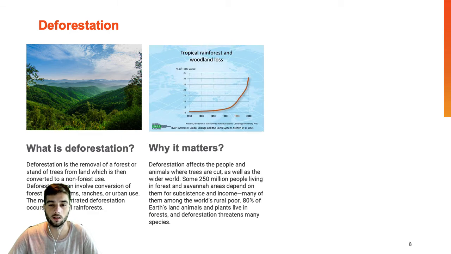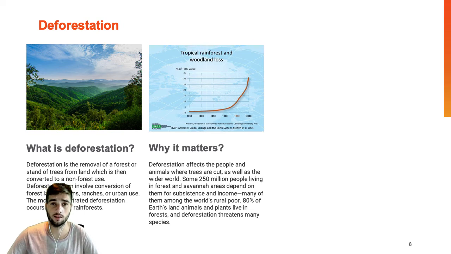Deforestation matters because forests are home to 80% of land animals, many plant species, and some 250 million people. Not to mention, they're the key to oxygen production on our planet. And because of that, deforestation puts many of those species on the brink of extinction and threatens all of us.